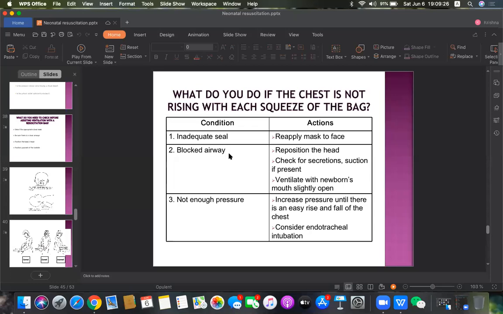Or you can do one thing, you can intubate the baby and connect that ambu bag directly to the endotracheal tube and squeeze. If you do that, all the air will go directly to the lung. It really helps. But having said that, you should know how to intubate the baby. Then only you can do this.